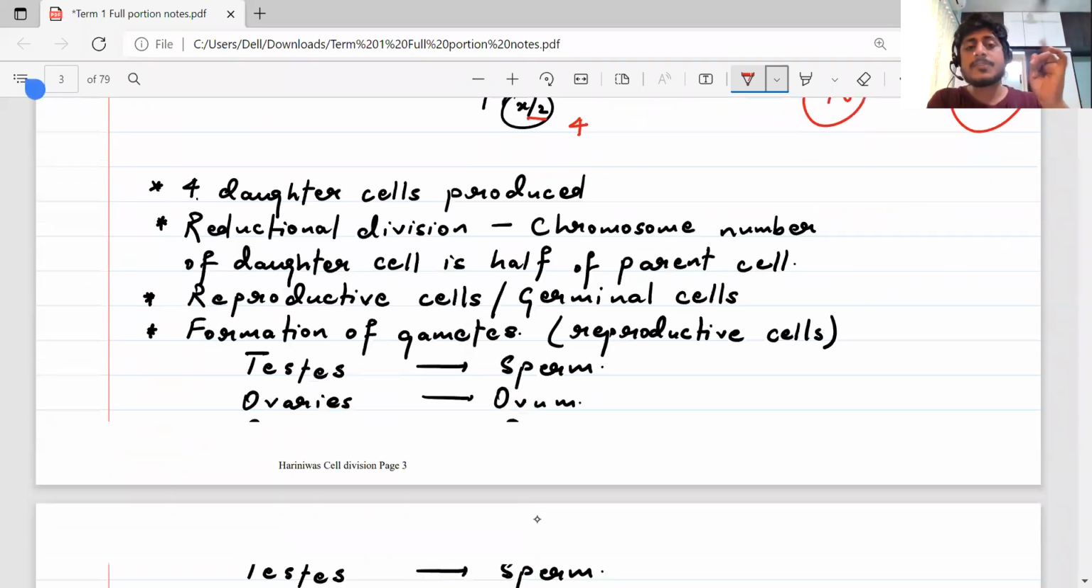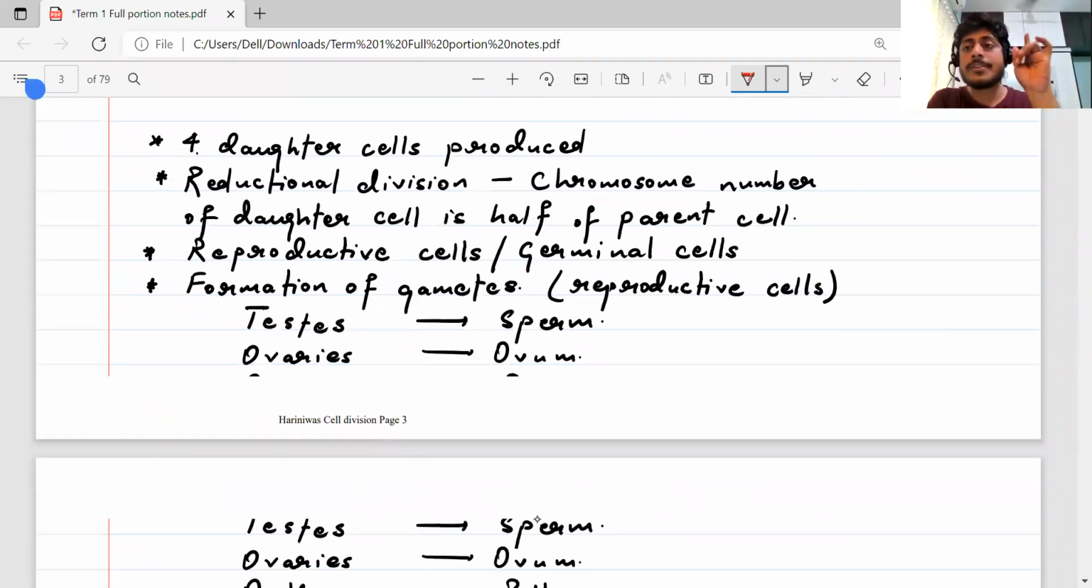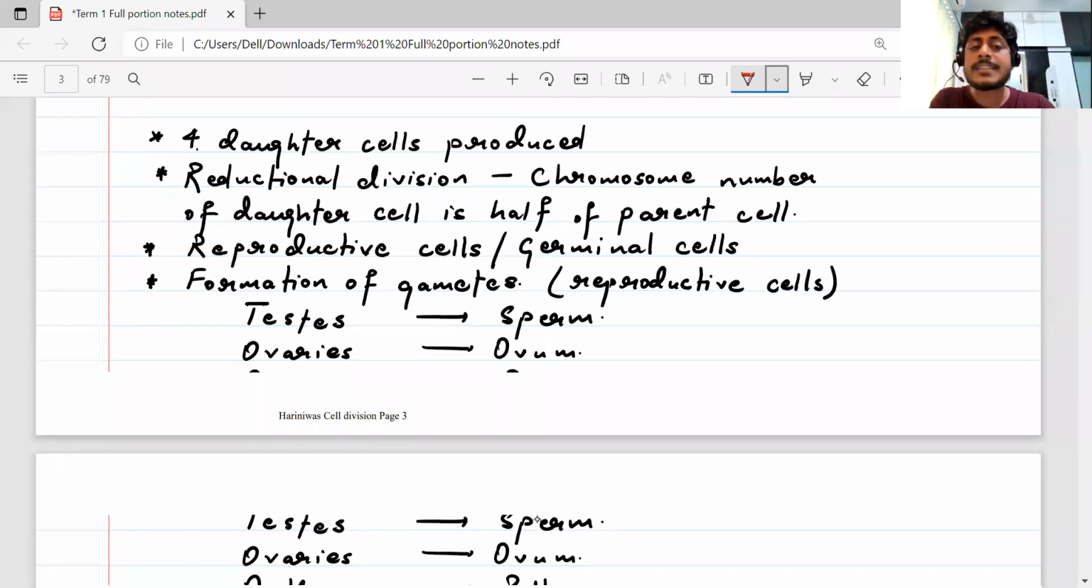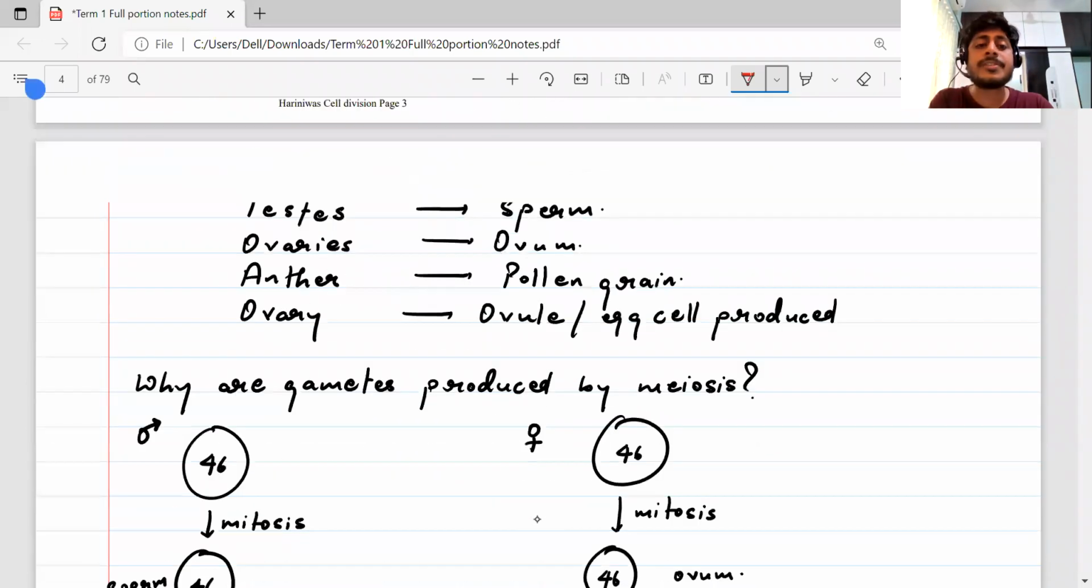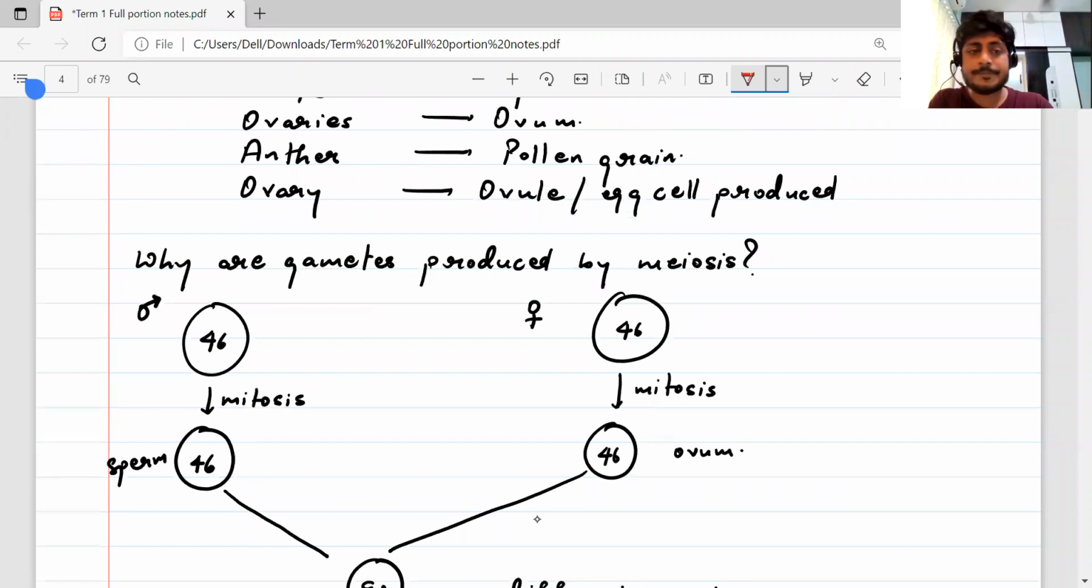So remember: mitosis 2, meiosis 4; mitosis equational, meiosis reductional; mitosis in somatic cells, meiosis in reproductive cells; mitosis for growth, repair, healing, reproduction in lower organisms. Meiosis for gamete formation: in testes for sperm formation, in ovaries for ovum formation, in anther for pollen grain formation, and for ovule formation.